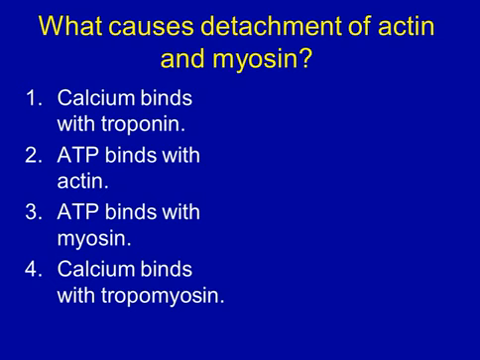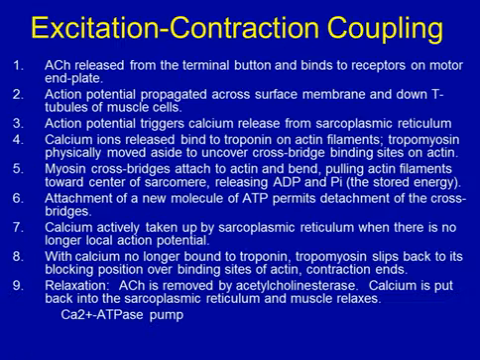How about number three? ATP binds to myosin. Yes. Remember, the fresh ATP comes in and detaches or unbinds the myosin. So what's wrong with number four? Calcium binds to tropomyosin. Right. Calcium would bind to troponin, but if calcium binds to troponin, what does that cause? Contraction, which is number one. So everything's wrong with that one. Calcium never binds to tropomyosin, and also calcium binding with troponin would cause contraction.